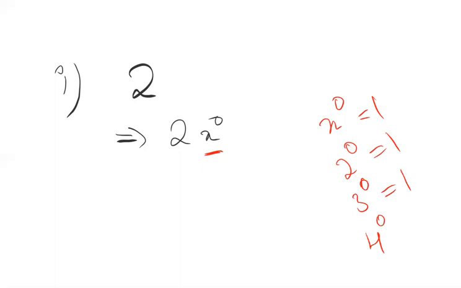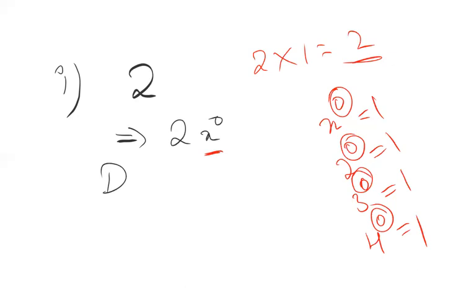4 raised to power 1, 0 is 1. Kuch bhi raised to power 0 hai, wo 1 deta hai. So 2 into 1, kya hota hai? 2 into 1, 2 hi hota hai. Is equal to 2. So I can leave it like this. So what will be the highest degree? Degree of this polynomial would be 0.